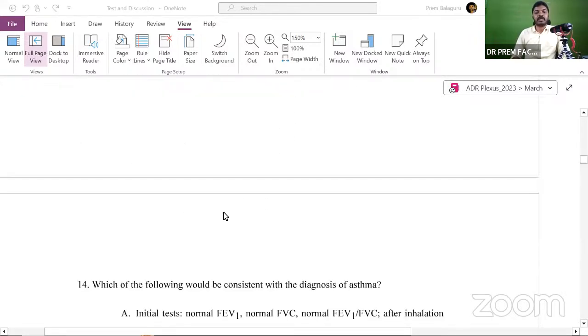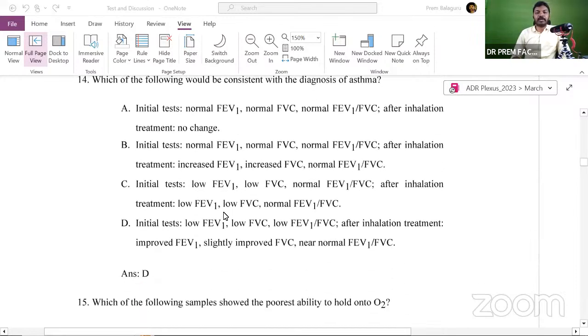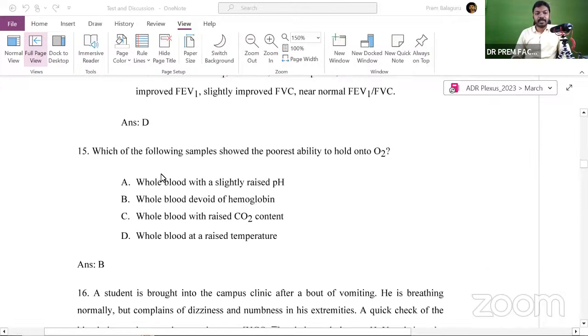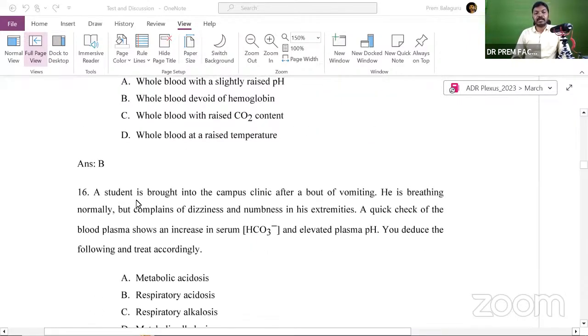Question 13. Question 14, which of the following would be consistent with a diagnosis of asthma, an obstructive lung disorder? The right answer is D. Low FEV1, low FVC, low ratio before the inhalation of the drug, and after inhalation there is going to be improvement in all the parameters. Question 15, poorest ability to hold on to oxygen, whole blood which has no hemoglobin. Option B is the right answer.